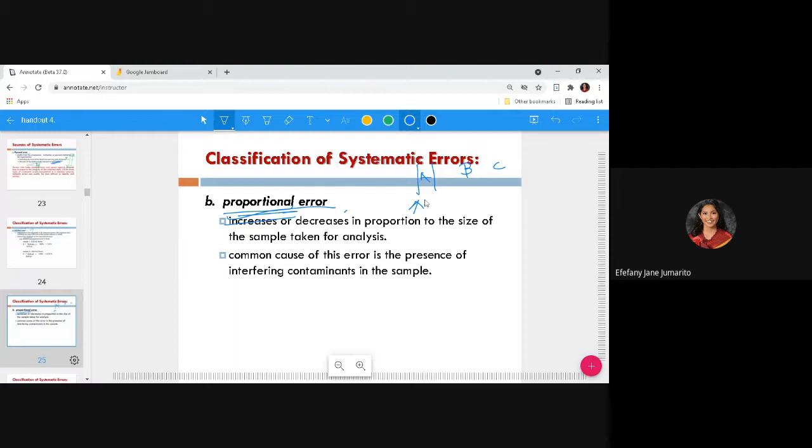So if you increase the volume, the error gets bigger. And if you increase the concentration, the error also gets bigger. So this one should be avoided. From the very start, you should avoid this proportional error, because it cannot become less significant. It's very significant. Your data, your analysis will be much more erroneous when you have this proportional error.